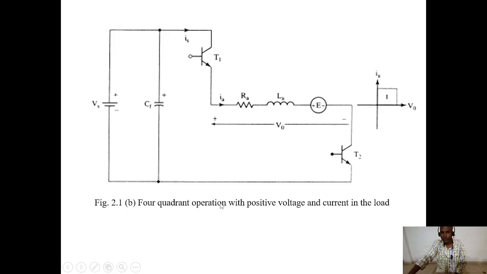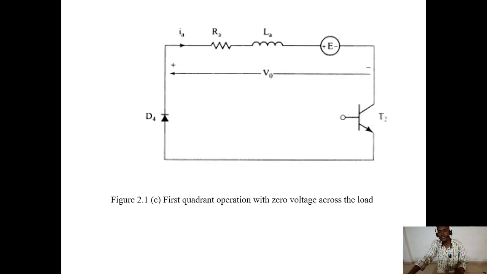Here we are only taking T1 and T2. We are not considering T3 and T4. So the first quadrant operation mostly concentrates on T1 and T2, and T1 and T2 with diode D4 on. This is the model.